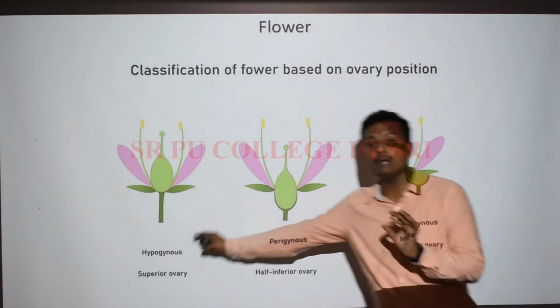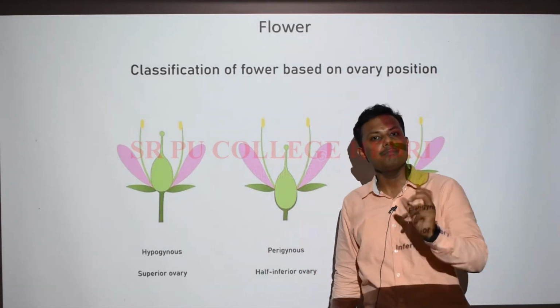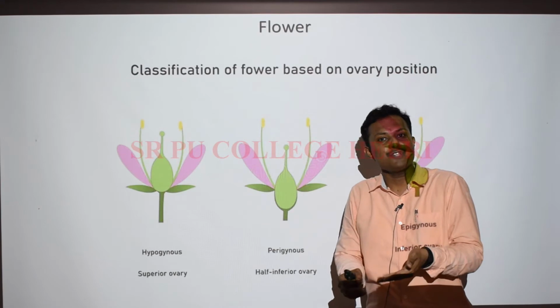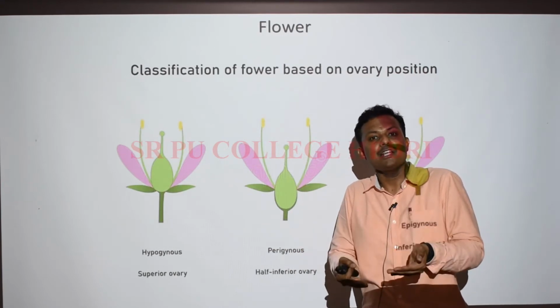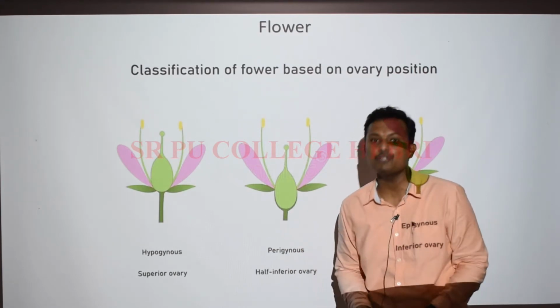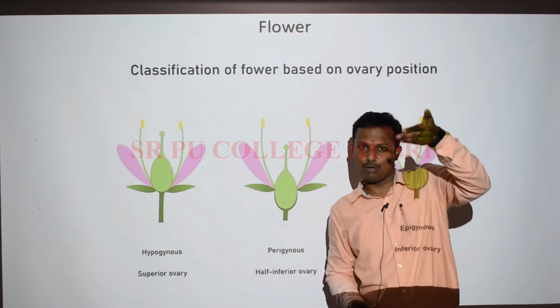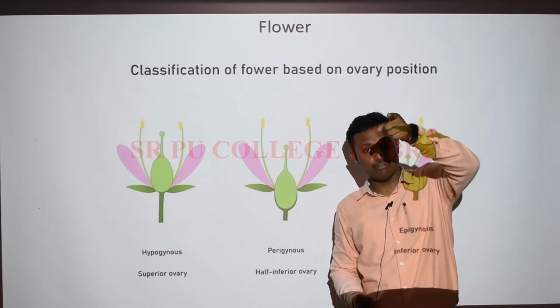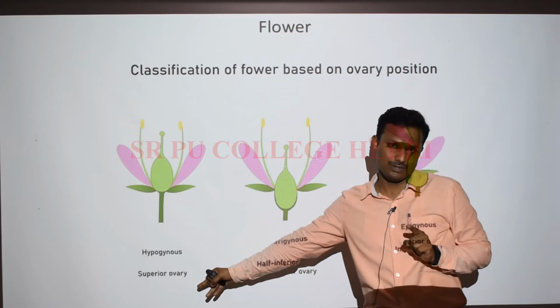In the case of hypogynous, what is the meaning of hypo? Below. Gynous stands for gynoecium. The flower is present below the gynoecium, which means the ovary is above, or the gynoecium is above. That ovary is a superior ovary, right?